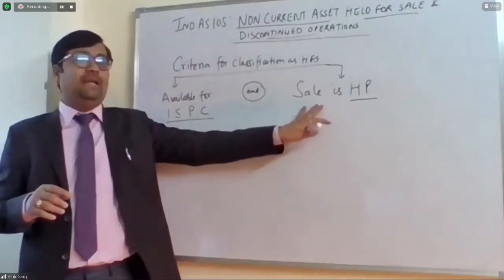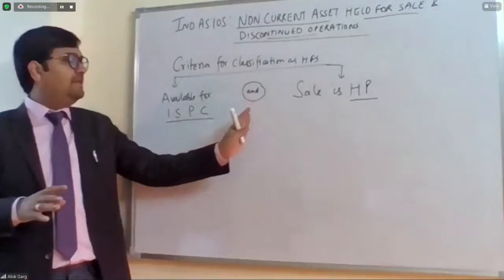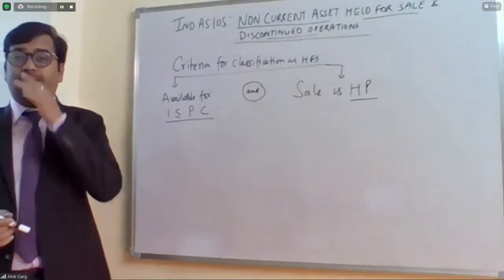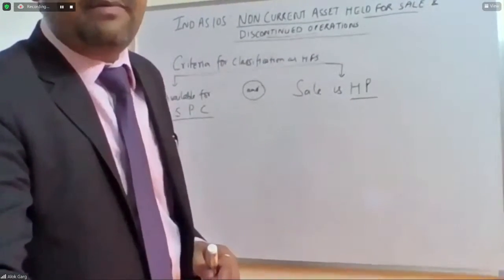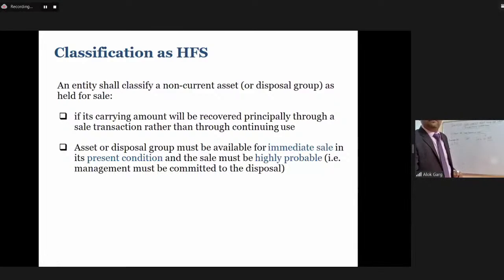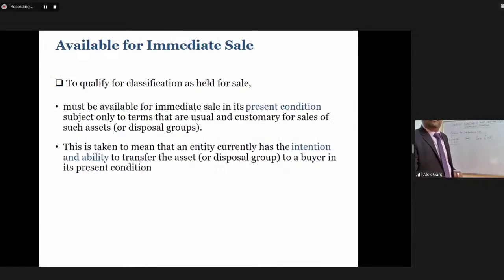For sale is highly probable, there are also some conditions I will explain. But first, I need to take up this first part. It is available for immediate sale in present condition. So let me again share my presentation. So, available for immediate sale in present condition. To qualify for classification as held for sale, it must be available for immediate sale in the present condition, subject only to terms that are usual and customary for sale of such assets or disposal group.